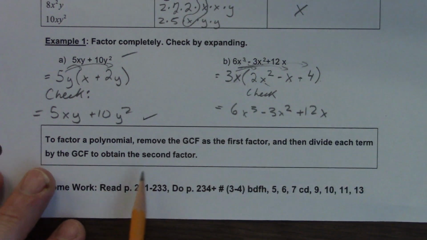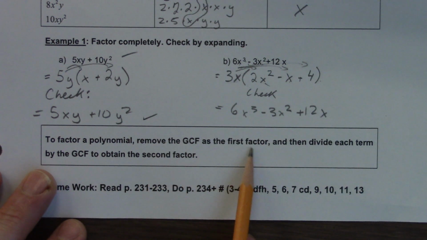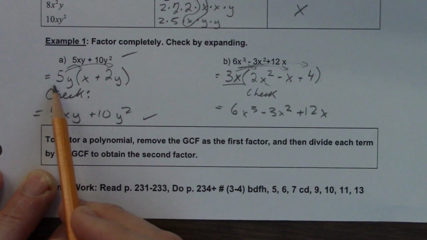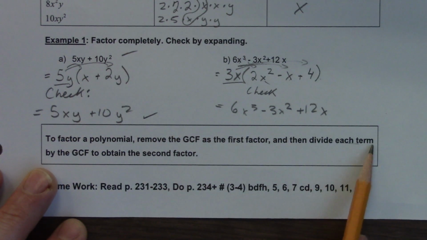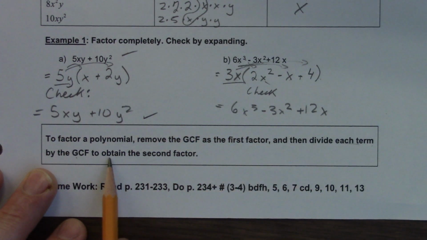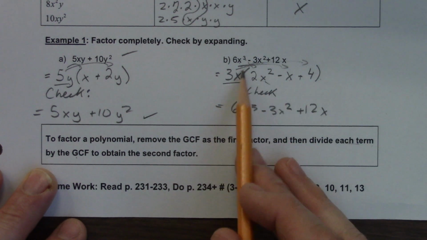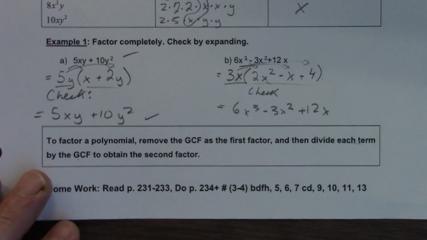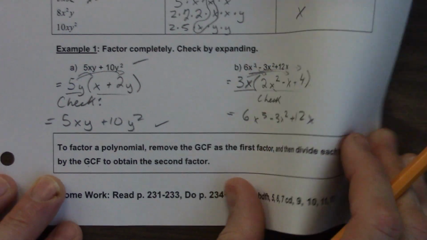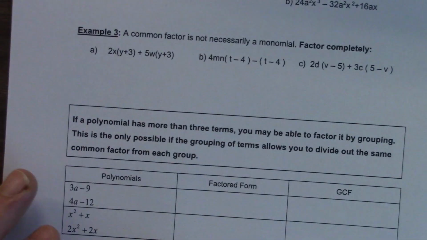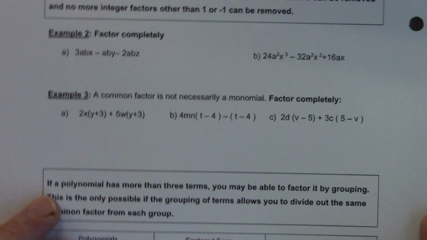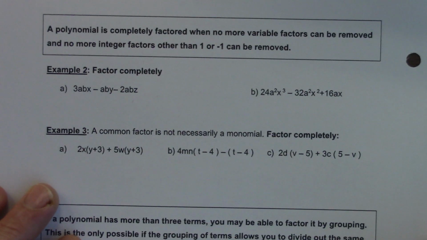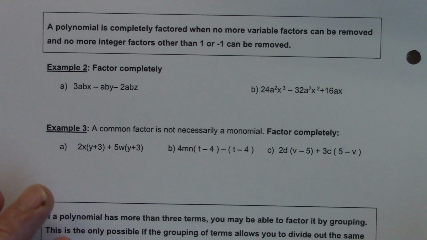Alright, to factor a polynomial, remove the greatest common factor as the first factor. That's what we're doing here. Okay, and then divide each term by the greatest common factor to obtain the second factor. That's what we're doing here. Any questions? Alright. Okay, a polynomial is completely factored when no more variable factors can be removed and no more integer factors other than 1 or negative 1 can be removed.